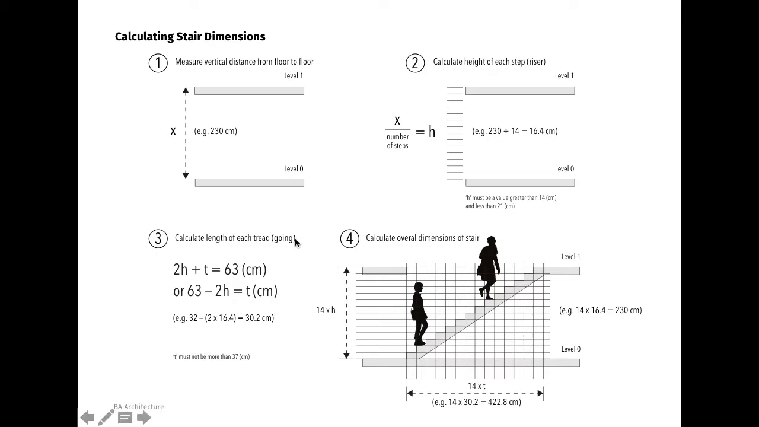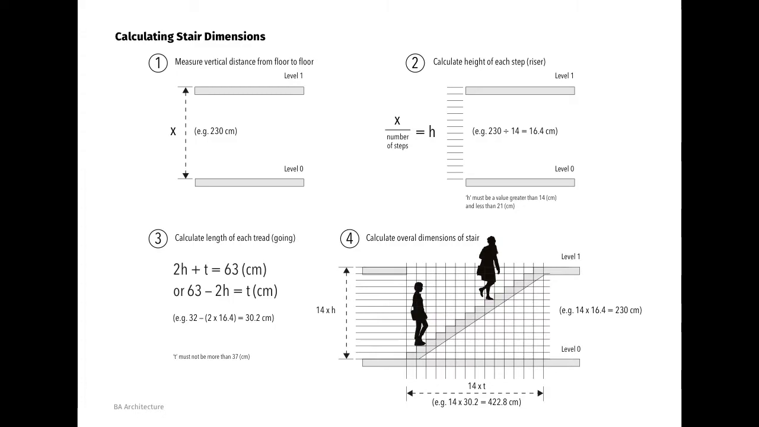Okay, so we can reconfigure our formula here, and we can see that the depth, the tread of each step will be 30.2 centimeters. Okay, so we've got an individual step. It's going to be 16.4 in height and 30.2 centimeters in depth, the riser.